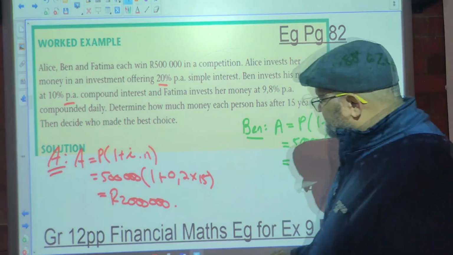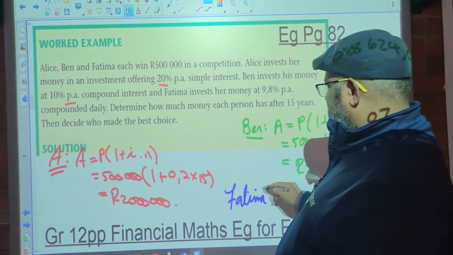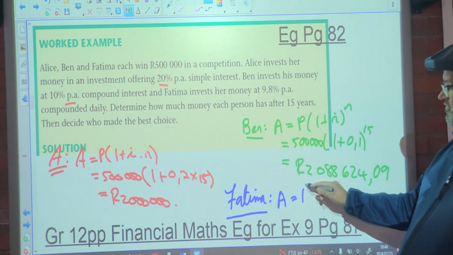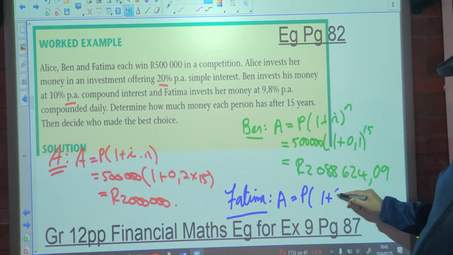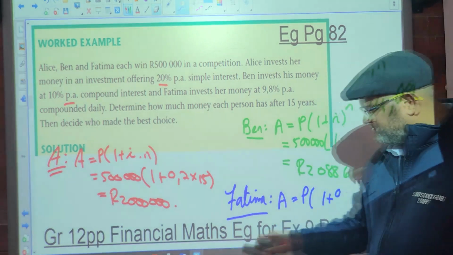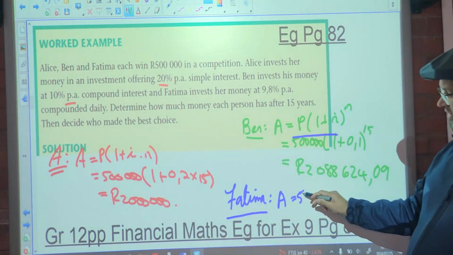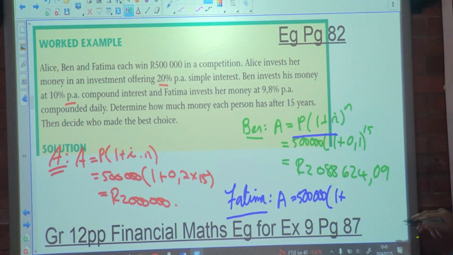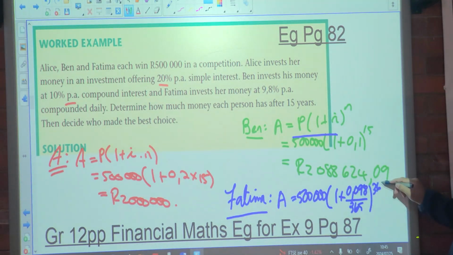And Fatima? We get a little gift. So she deposits the money, same compounding, but compounded daily. The formula is written down already. So it's going to be 500,000 into 1 plus 0.098, compounded daily, so over 365, to the exponent 365 times 15.